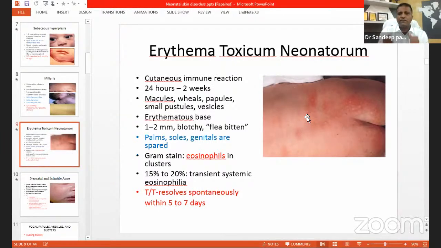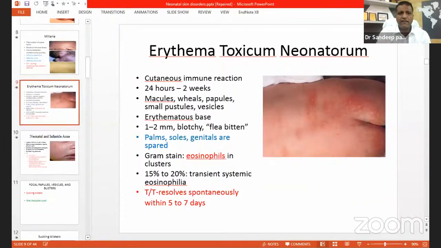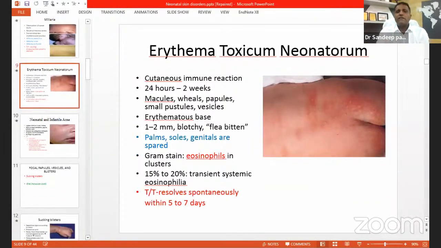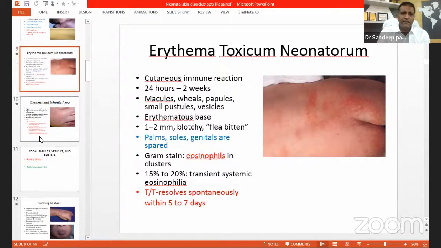The differentiating point here is that the palms, soles and genitalia are usually spared. If you examine it, it usually contains eosinophils. So it's a hypersensitivity reaction, and it usually resolves on its own. You need not consider any oral or local application of anything. Most of the time neonatology teaches that erythema toxicum needs only observational care, it doesn't need anything.